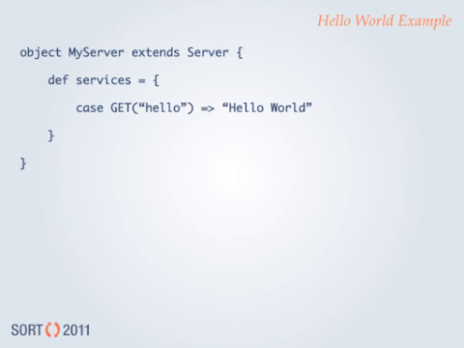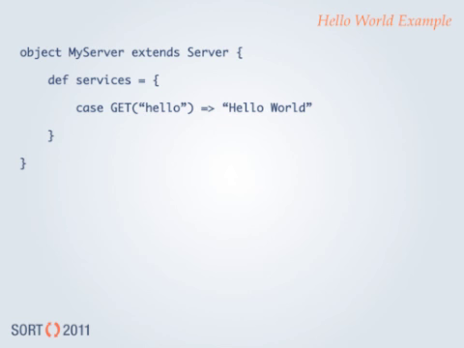Here I've created an object. Now, object in Scala means that it's not a class. You don't have to later create a new instance of this definition. It means it uses the singleton pattern. There's only one of these things created. So object means that I'm going to create a new object called myServer, which extends server. The server class has been provided by Punk.